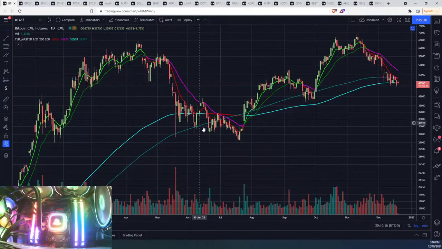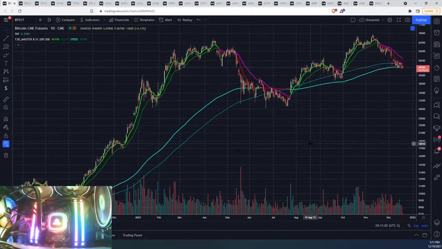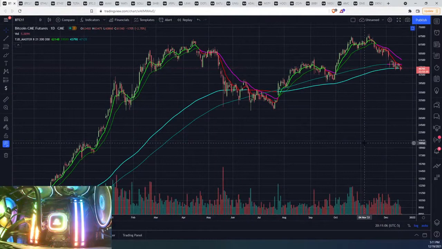So the TJD Master has multiple components. Each of the components is simple enough on its own, but as you can see here, the purpose of this is to define the trend. So we have two blue moving averages. We have the bright blue and the darker blue. That's the 200 exponential moving average and the 200 simple moving average.